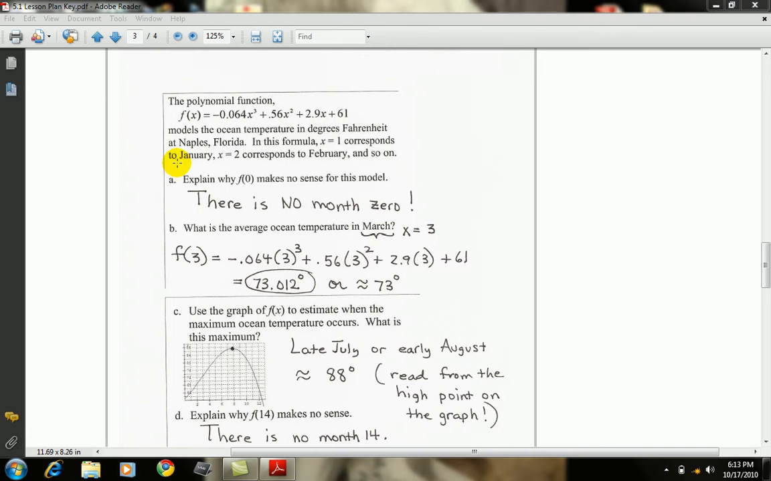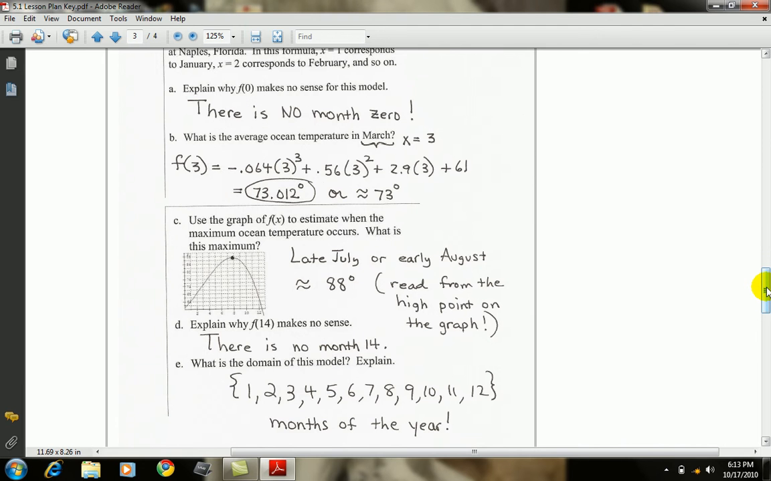In this formula, x equals 1 corresponds to January, x equals 2 to February, and so on. So in other words, what you're putting into this problem is the digit that corresponds to the month, and what's coming out of this function is the ocean temperature, the average ocean temperature for that month. If I didn't tell you what input and output meant, it'd be a pretty useless function. So the wording in the problem is not there to intimidate. The wording in the problem is there to let you know what the input means and what the output means.